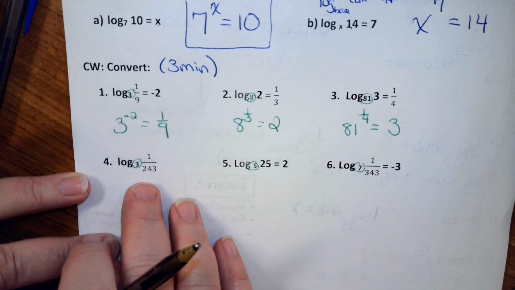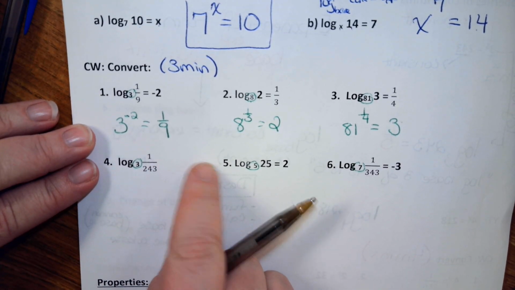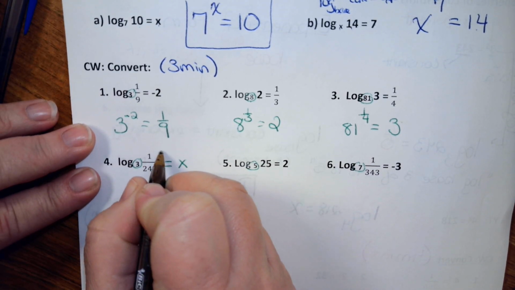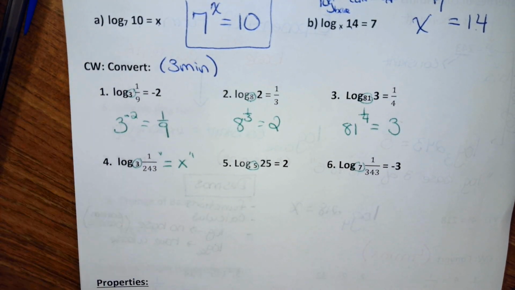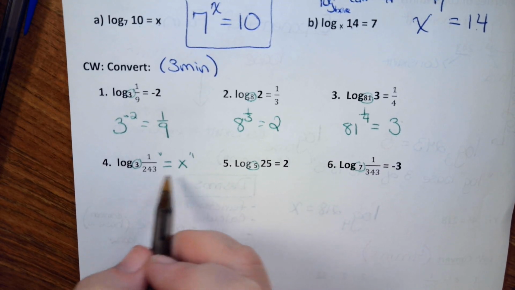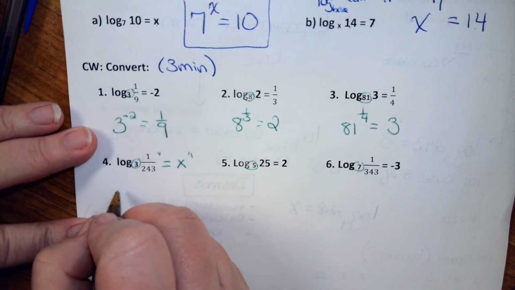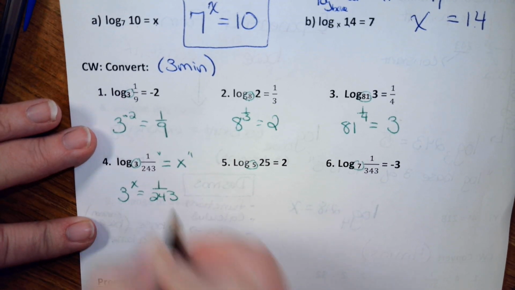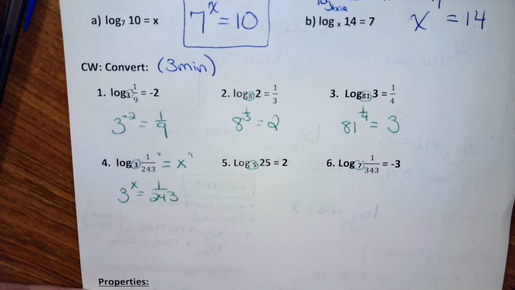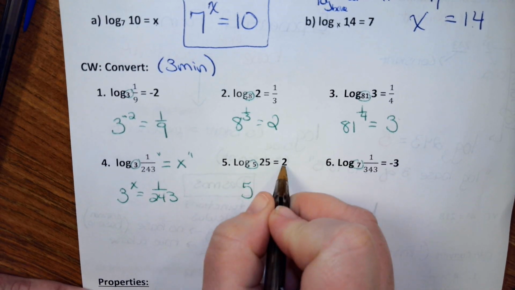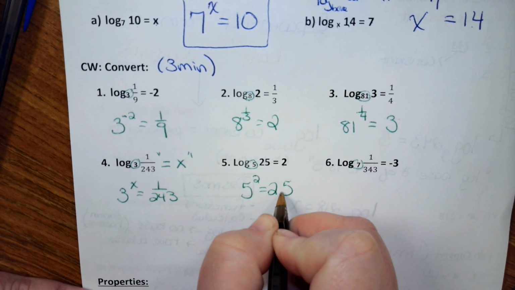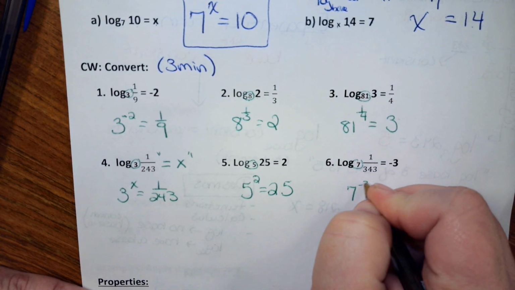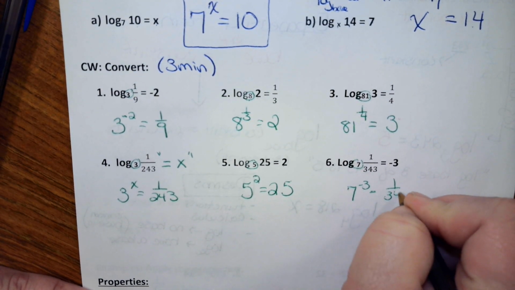All right, now for number 4, notice we don't have an equal to right here. Whenever you don't have an equal to, it's an understood equals x. So here we're going to have 3 raised to the x equals 1 over 243. For number 5, we're going to have 5 to the second equals 25. And then for number 6, we're going to have 7 to the negative 3 equals 1 over 343.